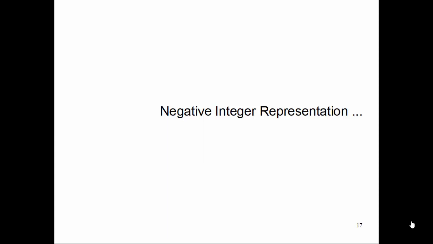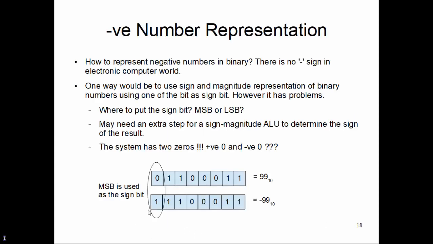in an electronic computing system, especially one that uses the binary number system to represent any value inside it. So we had different methods in older days. Of course, the problem is there is no negative sign in the electronic computing world. So what do you do? One way would be to use a sign and magnitude representation of binary numbers, using one of the bits as a sign bit. It has a couple of disputes and problems with that concept.